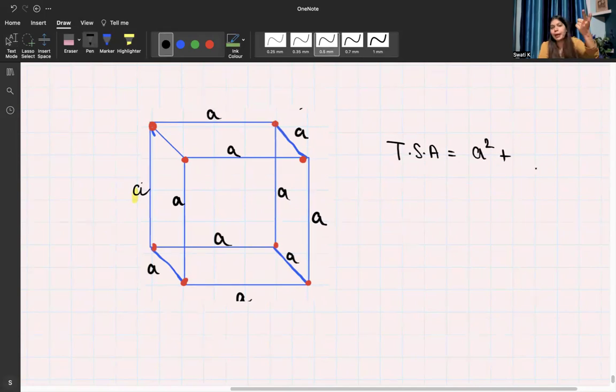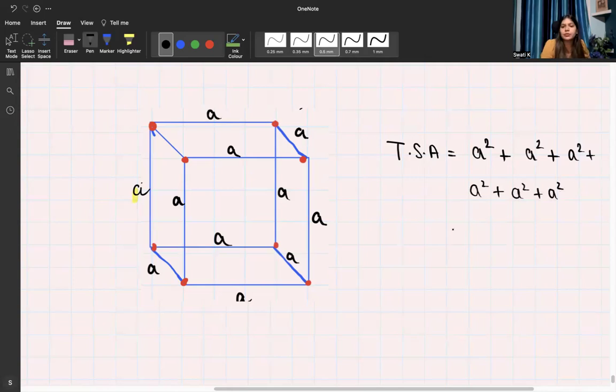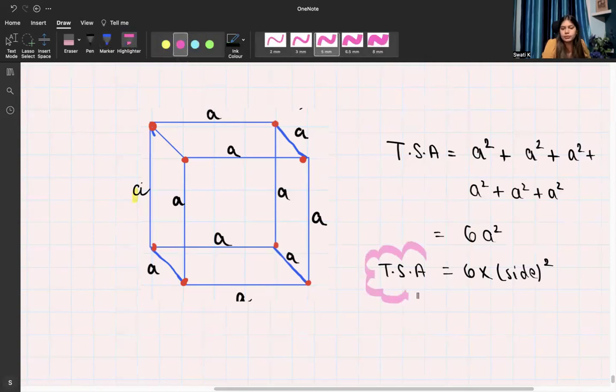Plus area of the back face, A square. Now I'm going a little bit fast because, as you know, for cuboid we understood everything in detail. Plus area of the top face, A square, plus, because all are squares, area of the bottom face, A square, plus area of the left face, A square, plus area of the right face, A square. So what's the answer? 6A square, which we also call 6 into side square. That is our total surface area of a cube.